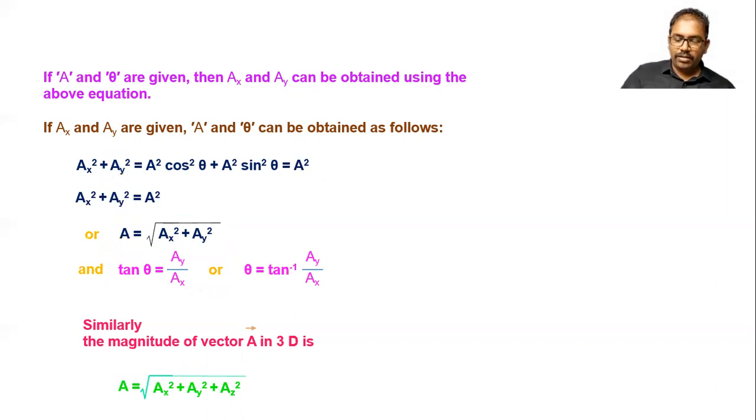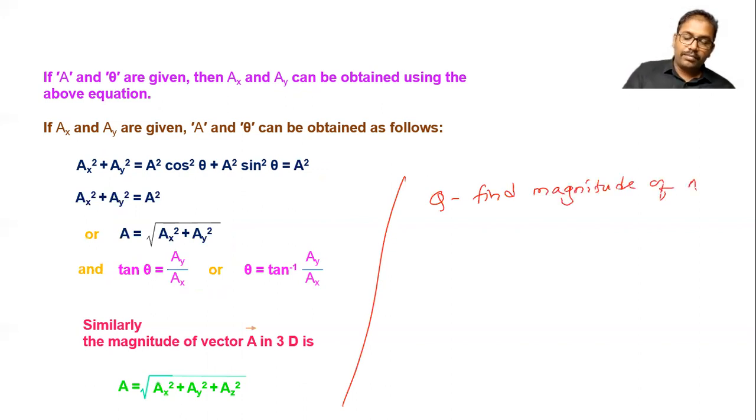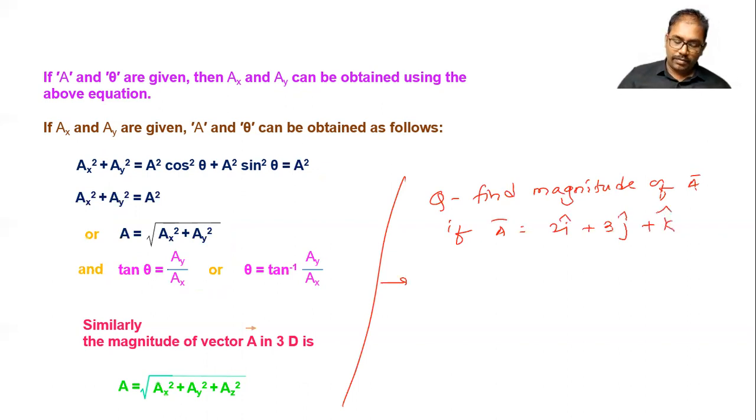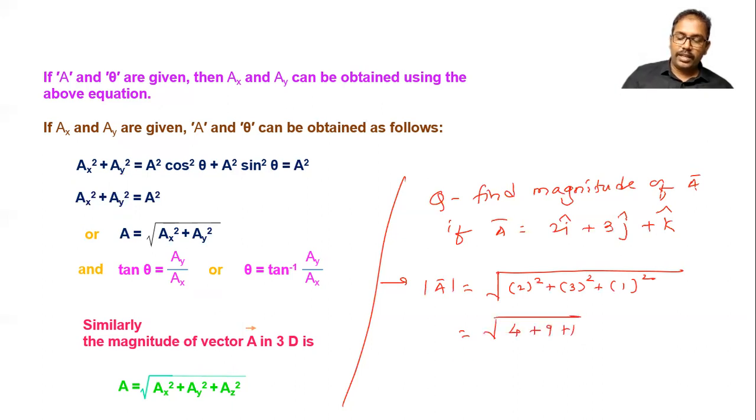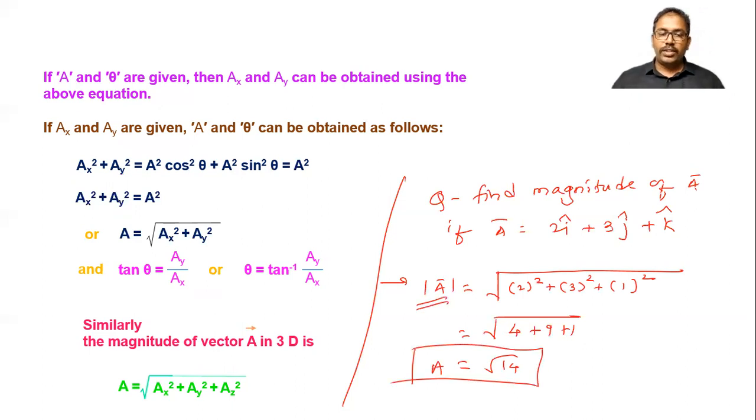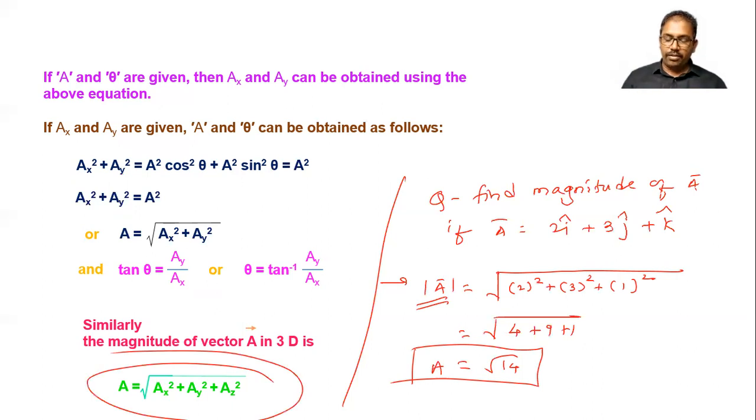Let me tell you a simple example based on this question. Find the magnitude of a bar, if a bar is 2i cap plus 3j cap plus k cap. We can find the magnitude by using the component squares: 2 square plus 3 square plus 1 square, so 4 plus 9 plus 1, which is under root 14. That is the magnitude of a. In that way, by using this formula, we can find the magnitude of any vector.